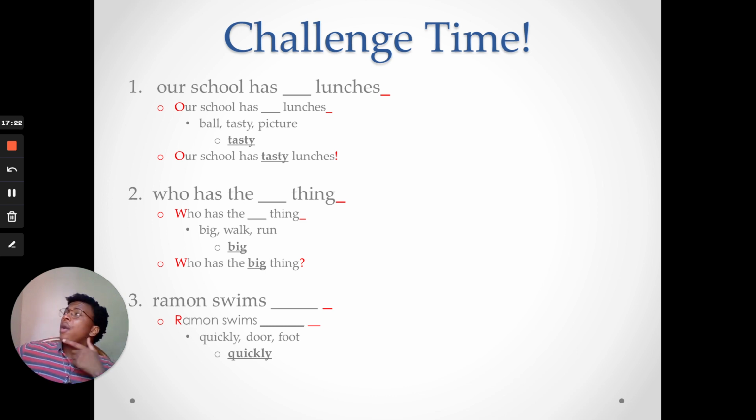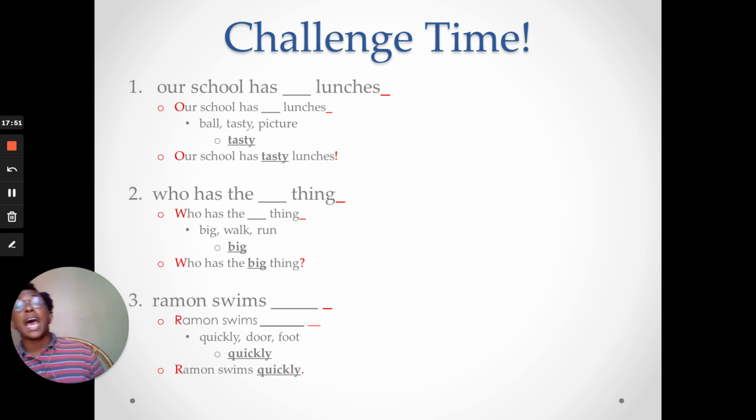Now, listen to how I say this sentence and tell me if I need to put a period, a question mark, or an exclamation mark. Ramon swims quickly. What do I need? Ramon swims quickly. We need a period. We need a period because I'm just telling you something. I'm not saying it with feeling. I'm not asking you a question. I am just making a statement.